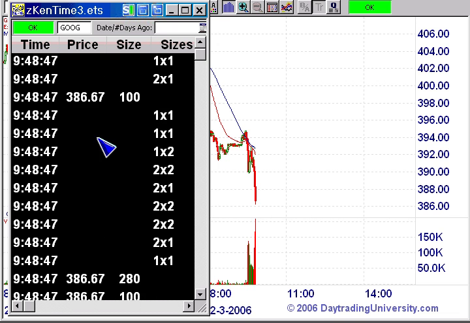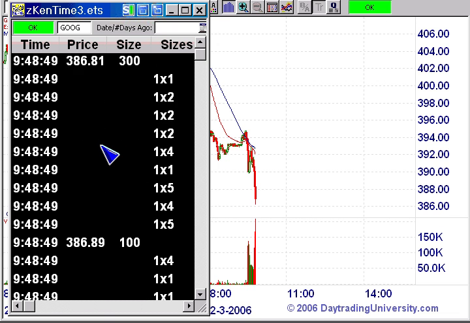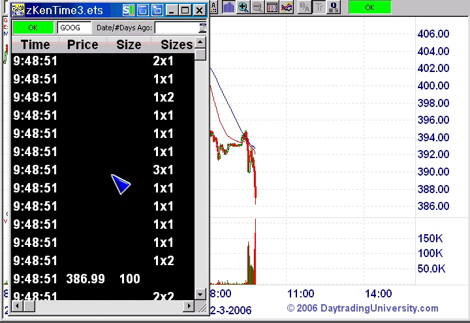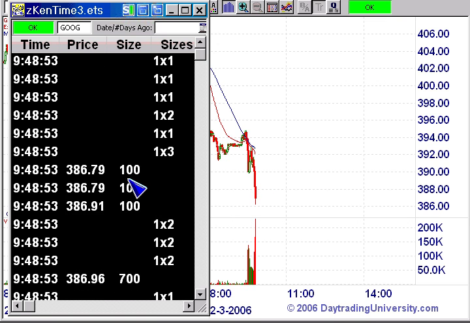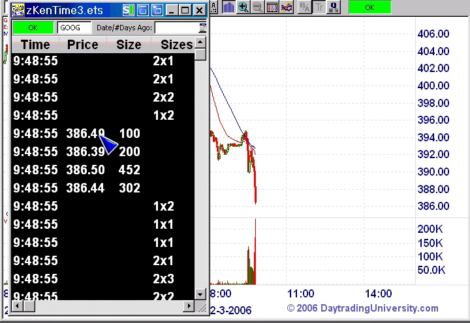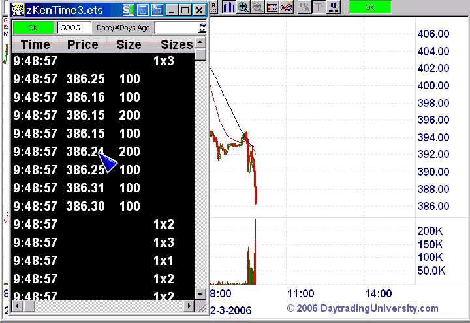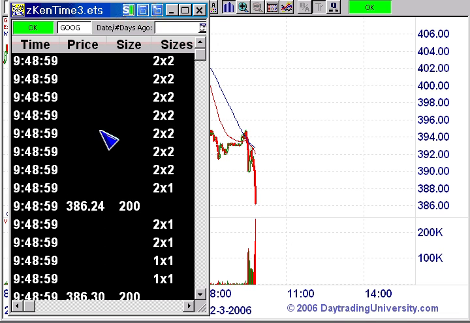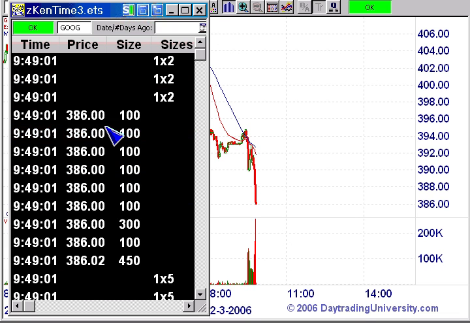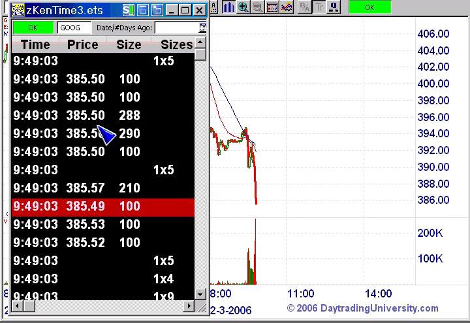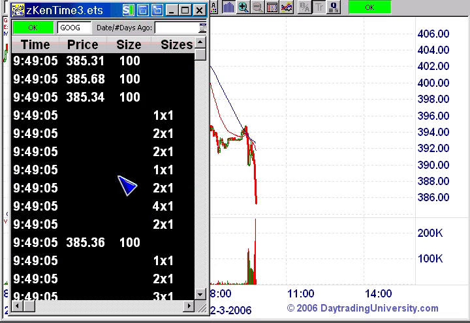Just as a by the way, we're 386.7. I would cover out at the first sign of a green candle or a bounce in the tape here. You see we're at 386.5, 386.3. Okay, now trail a cover stop at 386.6. We're now at 3. This thing's flying. This is great.